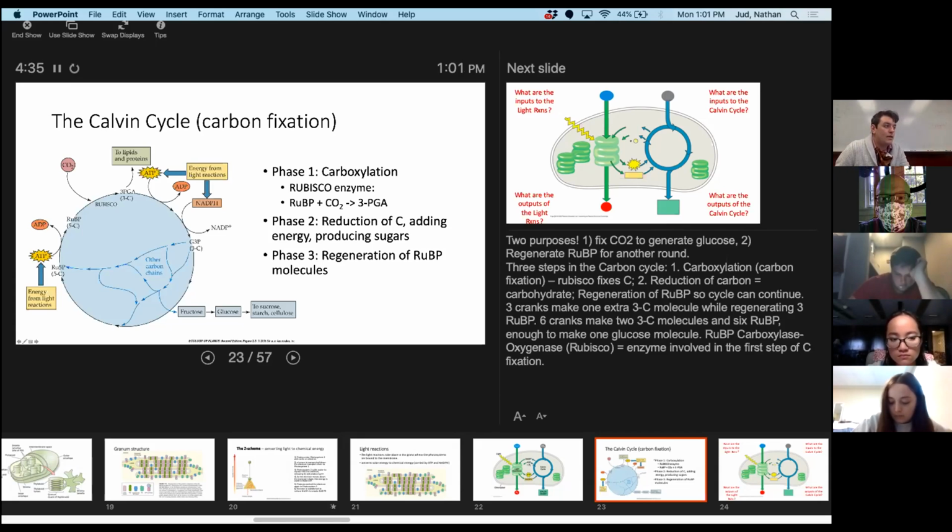Then the energy molecules that were synthesized by the light reactions are used to add chemical energy to this 3-carbon molecule. So you go from 3-PGA and you're sort of charging it up to get these new 3-carbon molecules called G3P. So you're adding energy to the system. That's the point here, adding energy to the system.